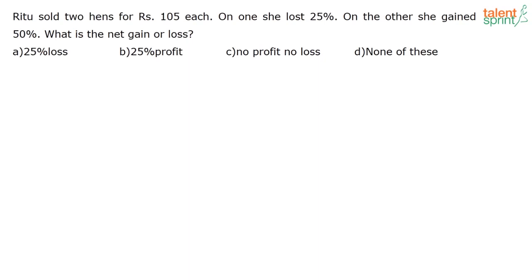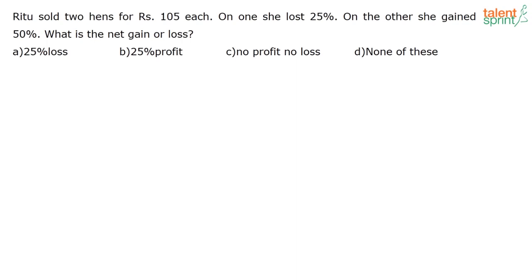Ritu sold 2 hens for rupees 105 each. On one, she lost 25%. On the other, she gained 50%. What is her net gain or loss? Okay, so let's solve the question. See, those of you who gave me the answer as B, I think you have just done 50 minus 25 and that is 25. I told you previously also that's not the way in which you approach the problem.